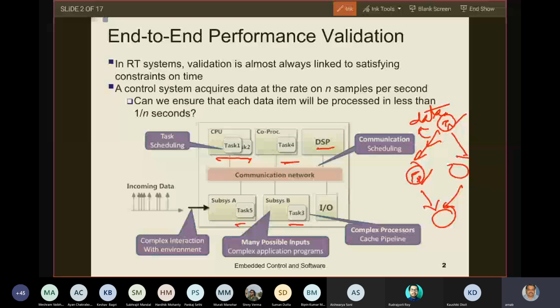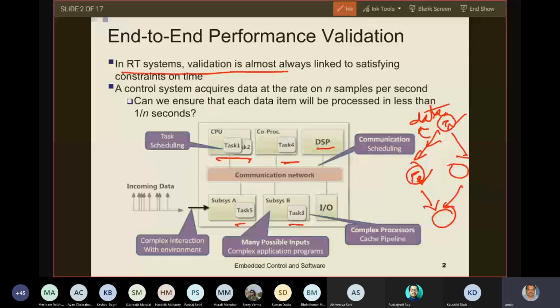Now all these are designs. On this design we need to do analysis, and that analysis will have to say that given this design, will I always meet my performance goals? Such validation or analysis for real-time systems is almost always needed to satisfy constraints on time. It is very important for real-time systems because most control systems are real-time. They have restrictions on time. They need to perform activities within deadlines, and hence they are real-time.